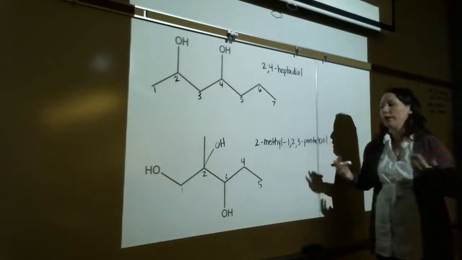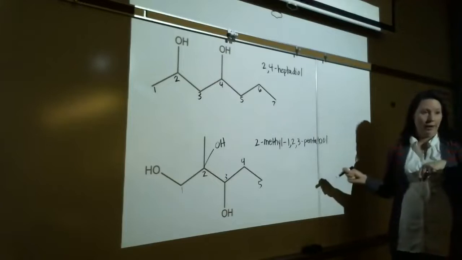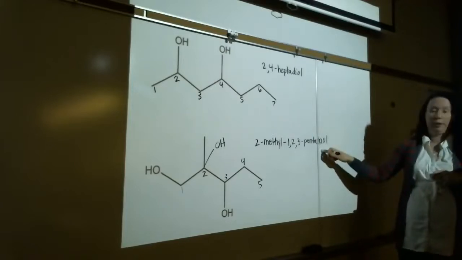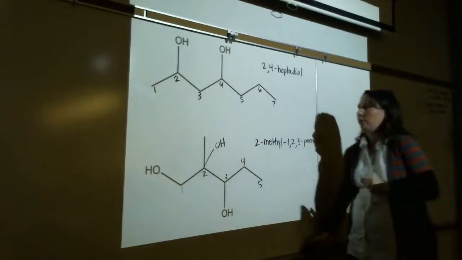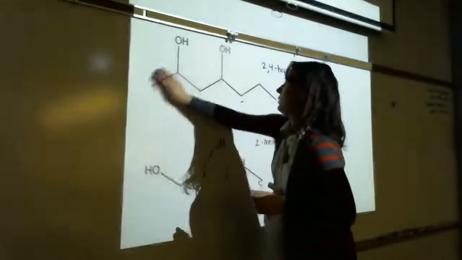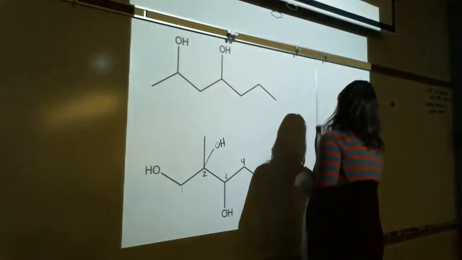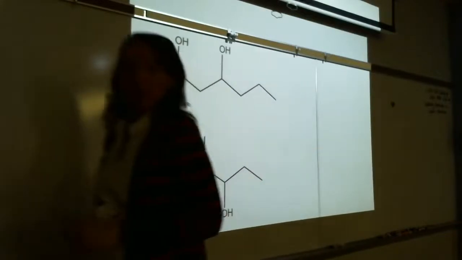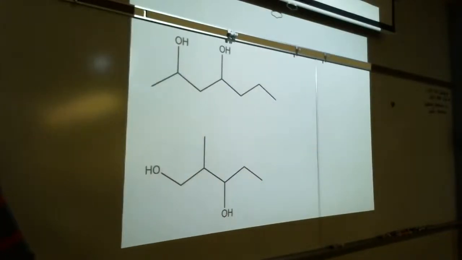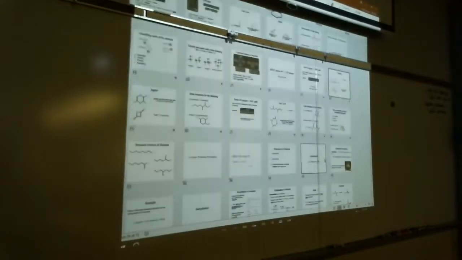If I asked you which one is going to have the highest boiling point, the triol is going to have the higher boiling point than the diol, because it's got 3 sources of hydrogen bonding versus 2. So in terms of predicting their properties and nomenclature, I think alcohol nomenclature is not that bad. So let's skip on down to some practice.